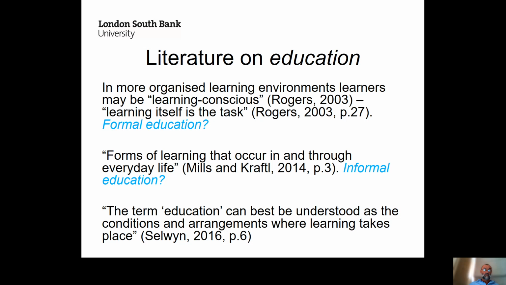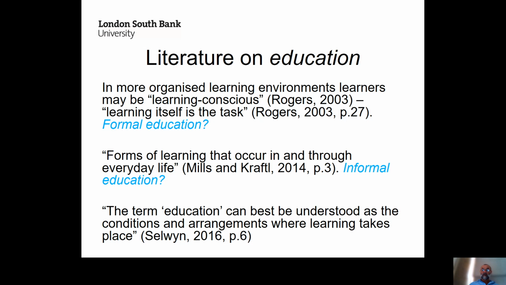And here are some other authors talking about the word education, the meaning of the word education. So we've got Rogers there talking about what I would say is perhaps formal education, where you've got more organised learning environments. An organised learning environment might, for example, be a school or a nursery or a university or a college. That's an organised learning environment, a formal learning environment. And Rogers talks about learners being learning conscious. So they are aware of the learning that is going on. They're conscious. They know what's happening.